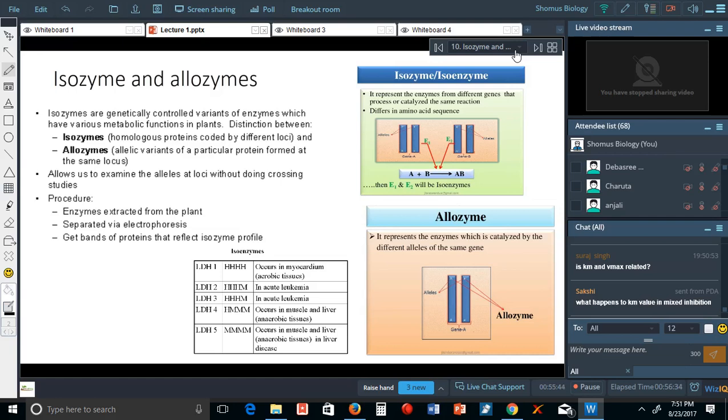Because in that case, an inhibitor can bind to the free enzyme. So once the inhibitor binds to the free enzyme at the inhibitor binding site, it alters the structure of the enzyme, and that ultimately changes the turnover number of that enzyme. And as the turnover number is altered, catalytic efficiency is also altered for that enzyme.